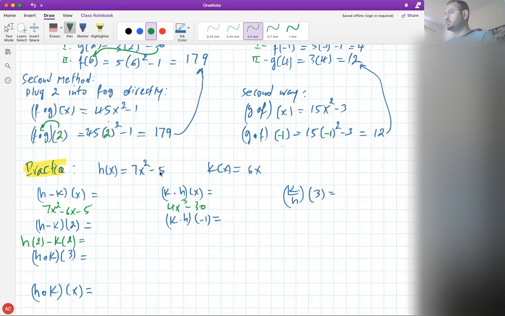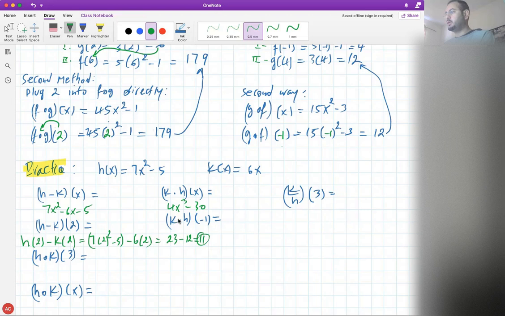H of 2, if you plug 2 here, will be 7 times 2 to the second minus 5, minus k of 2. K of 2, you're going to plug 2 here, so it'll be 6 times 2. If you do this first, 2 to the second, that's 4. 4 times 7, that's 28. 28 minus 5, that's 23. Minus 12, which is 11.